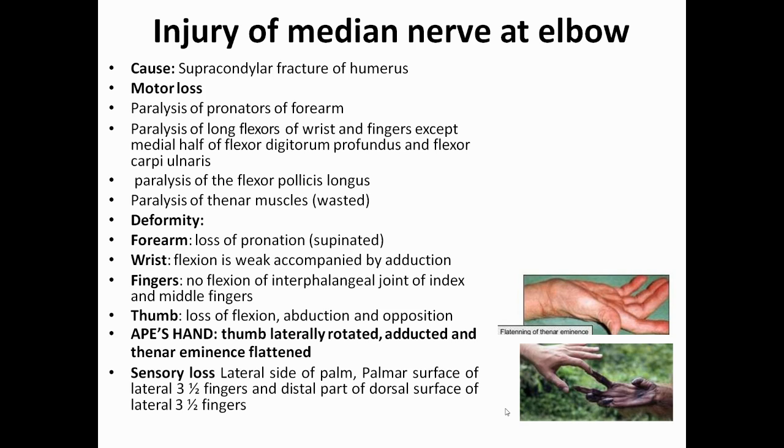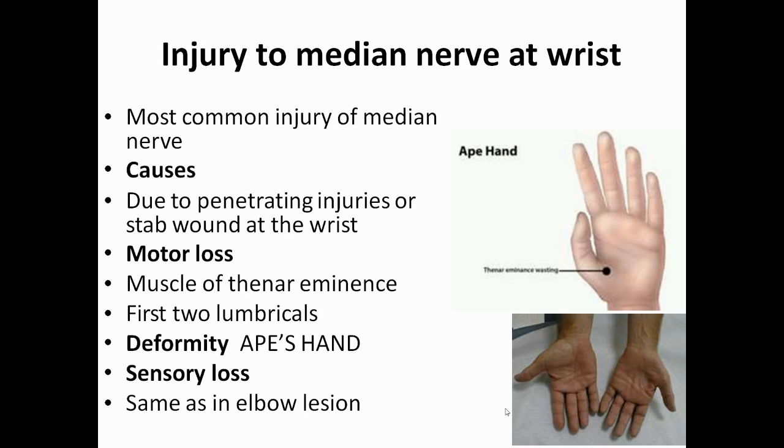Sensory loss: lateral side of the palm, palmar surface of the lateral three and a half fingers, and distal part of the dorsal surface of the lateral three and a half fingers. Injury to the median nerve at the wrist is the most common injury of the median nerve. The cause is a penetrating injury or stab wound at the wrist. Motor loss is of the muscles of the thenar eminence and first two lumbricals. Deformity is absent. Sensory loss is the same as in elbow lesions.